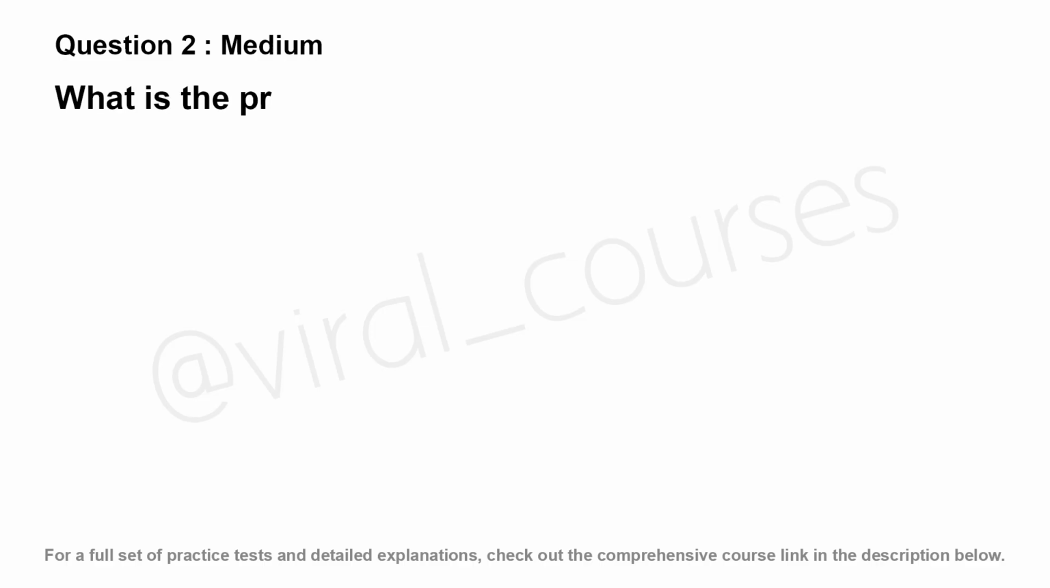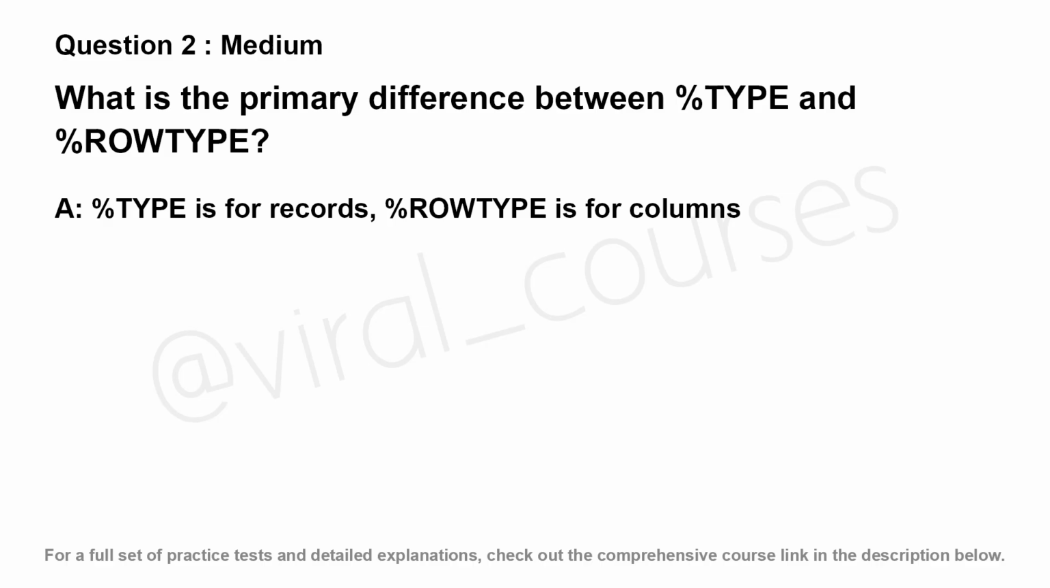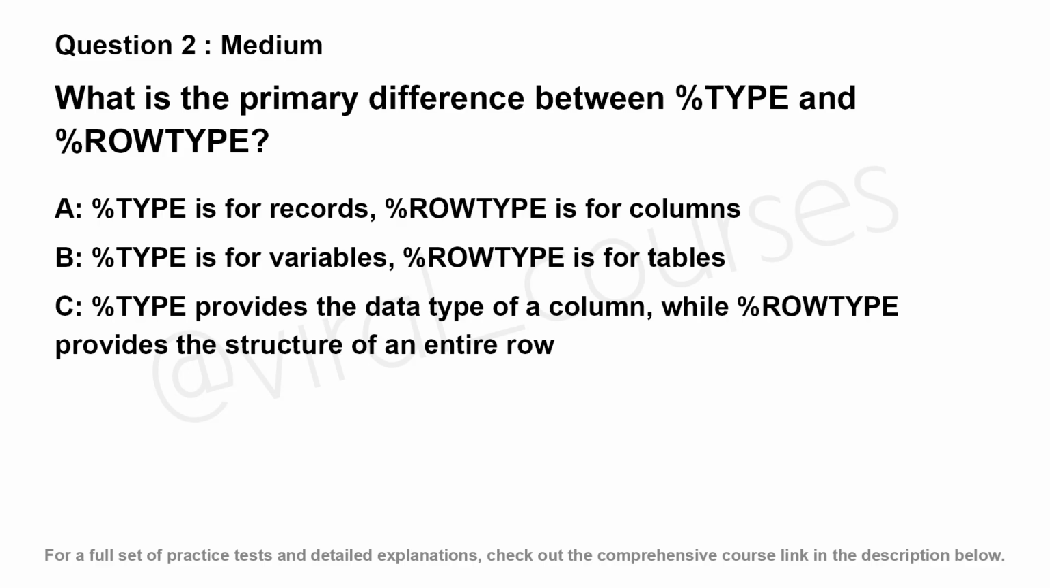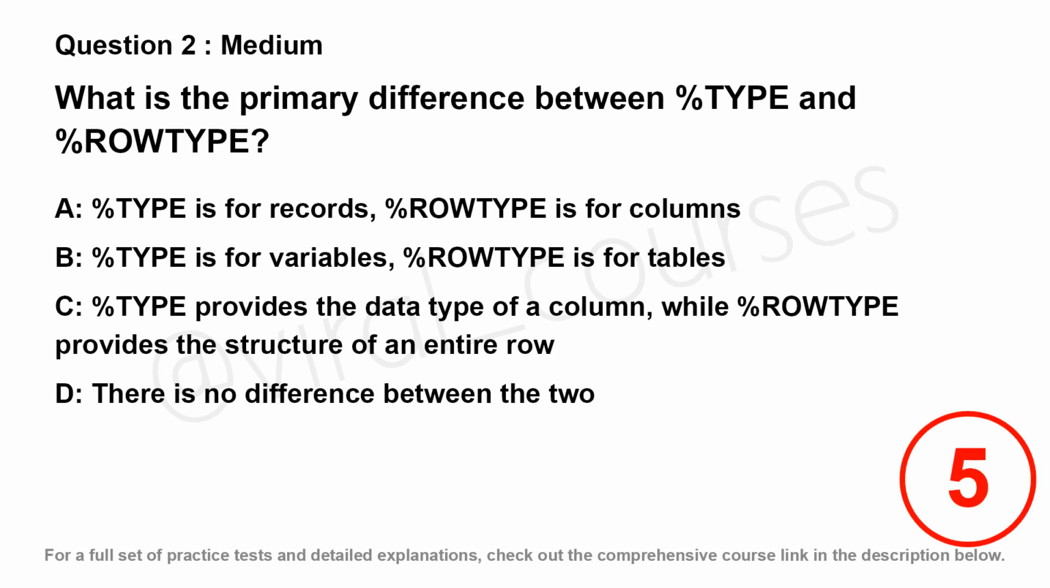What is the primary difference between %TYPE and %ROWTYPE? Option A. %TYPE is for records. %ROWTYPE is for columns. Option B. %TYPE is for variables. %ROWTYPE is for tables. Option C. %TYPE provides the data type of a column, while %ROWTYPE provides the structure of an entire row. Option D. There is no difference between the two.